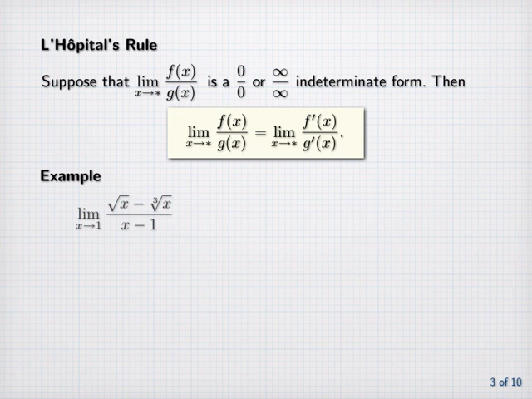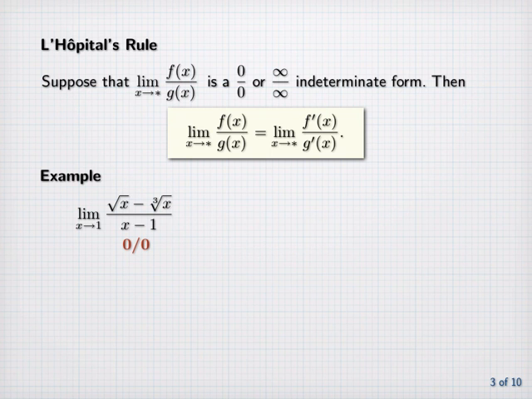Let's compute the limit as x approaches 1 of the square root of x minus the cube root of x, all divided by x minus 1. First, we check the numerator and denominator to determine what kind of form we have. As x approaches 1, clearly the numerator and the denominator both approach 0. So this is a 0 divided by 0 form.